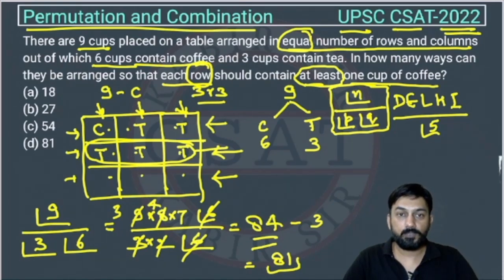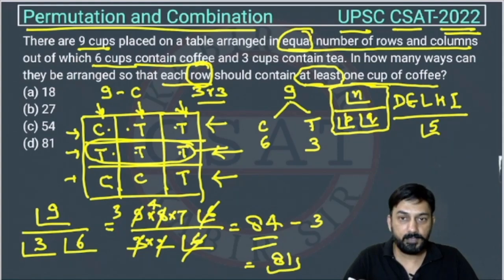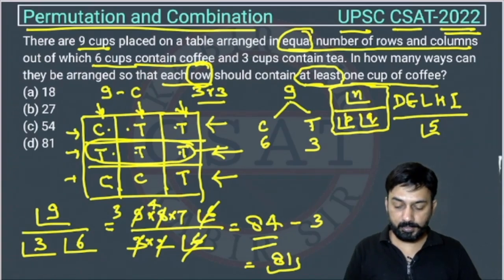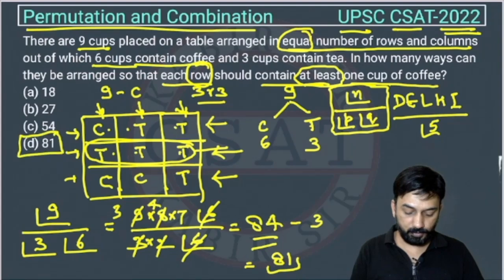Because what does the question want from us? The question wants that at least 1 cup of coffee should come with tea. Like it can be like this also, right? CCT, or this will be CTT. So anything is possible. So we have to deduct those cases where all teacups come together out of the total possibilities, then this condition will get satisfied. So the answer of this question is 81. So the answer is option D. So D is the correct answer of this question.